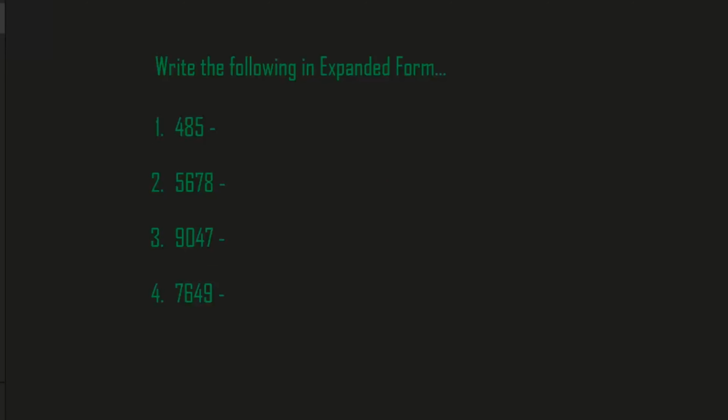Let's try these problems. Write the following in expanded form. Try to do them. Pause this video. Did you get a solution? Now I'll show you how to do it. 485. So how many zeros does 400 have? 2. So 400, and 85. So 80 plus 5.